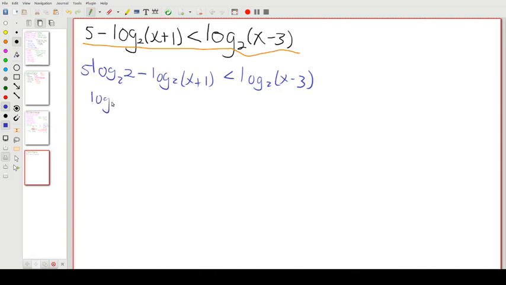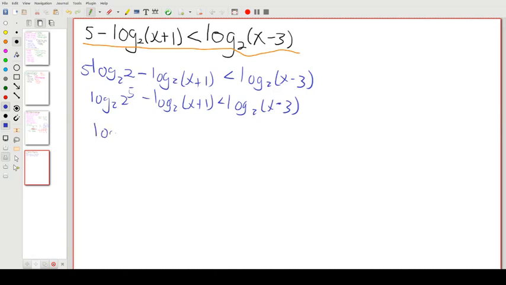So log base 2 of 2 to the power of 5 minus, and let's just rewrite these ones, sorry for the ugly handwriting, log base 2 of x minus 3. Alright, so this is 32, 2 to the power of 5. Now we want to combine. We've got the same bases everywhere, so that's fantastic. Now we want to combine or condense this side.